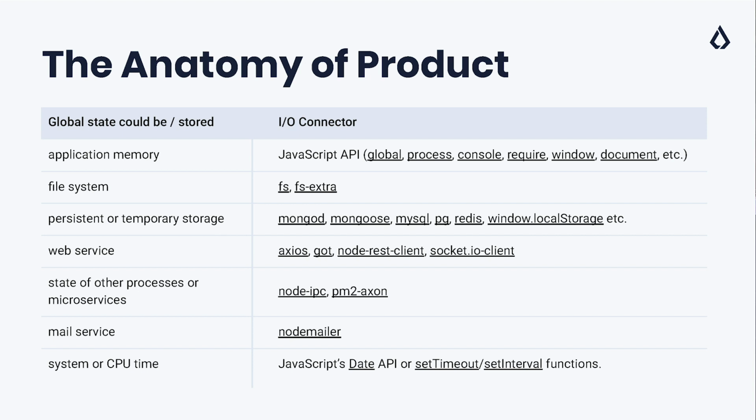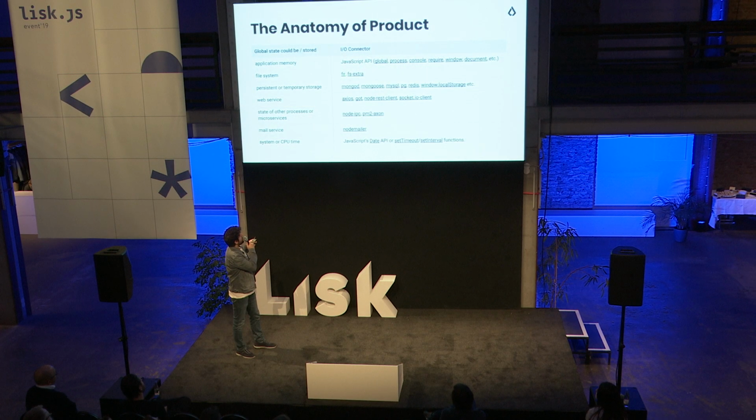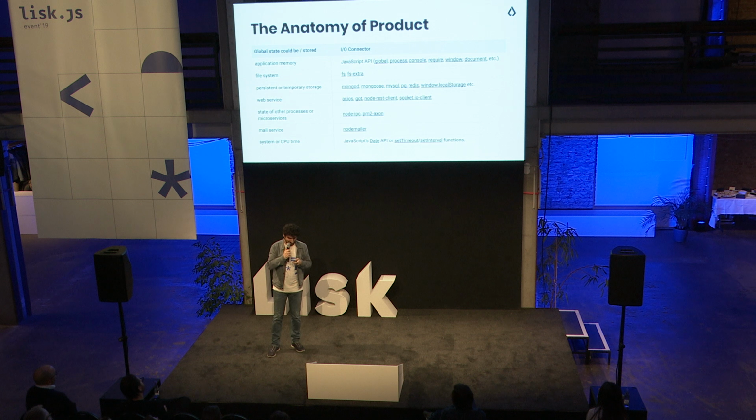And to give you more context, I wrote down here some examples. For instance, if the global state is in the application memory, then we access it with the JavaScript API, for instance using the global keyword or process. So I/O operations don't have to be async. They can be synchronous as well. And if they are in the file system, our I/O connector is the FS module, for instance. We are going to fake them in upcoming slides.